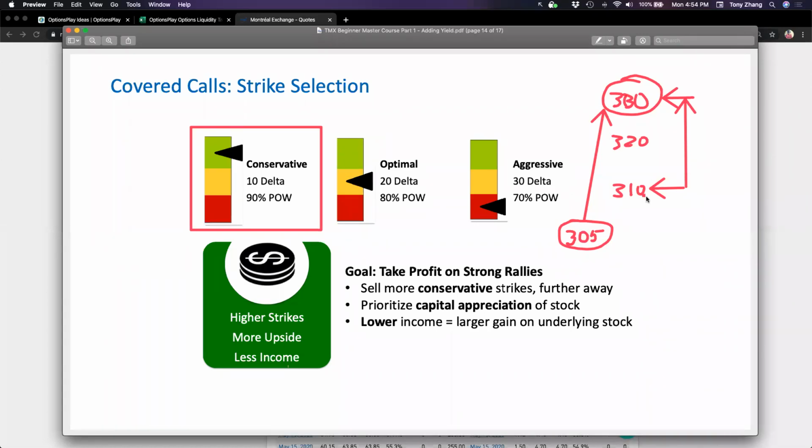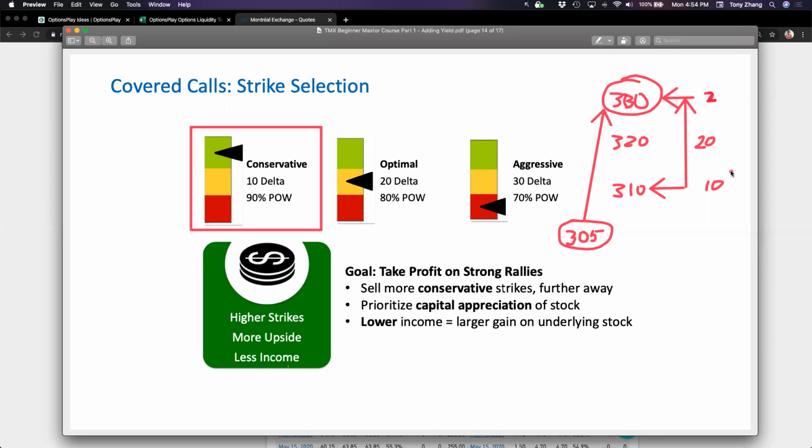In this particular case, let's say you sold the 310s, maybe you get $10 in income, and in the 330s, maybe you get $2 in income. You say to yourself, well, I certainly want $10 in income instead of $2, but you forget that you're giving up $20 in upside for an additional $8 in income. And that might make sense the first couple of months, but in the long run, that does not work out.